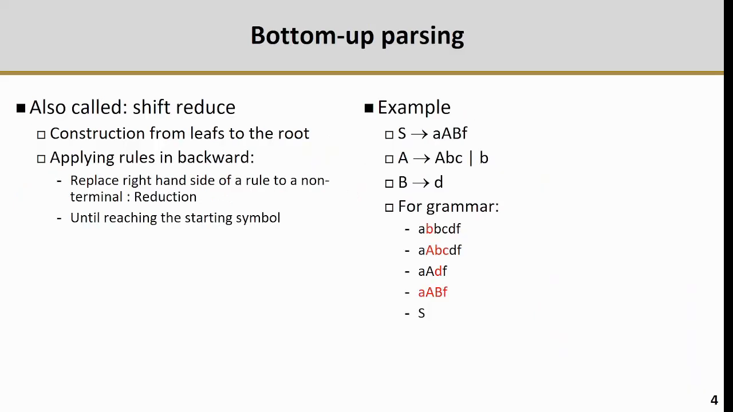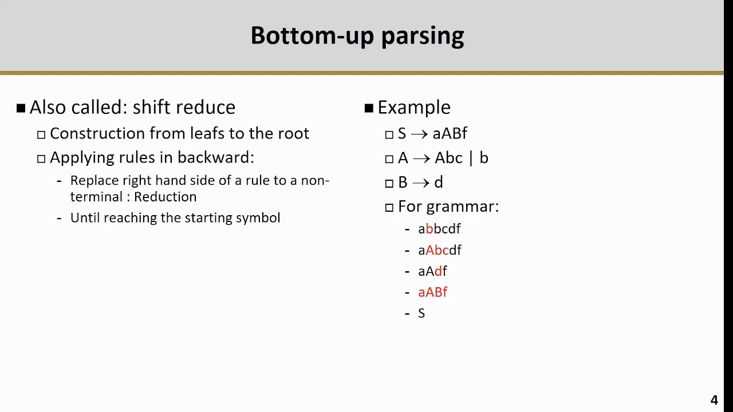Okay, so the basic idea is that we are going to construct the parse tree from the leaves to the root, applying the derivation rules backwards, so replacing the right-hand side of the rule with the non-terminal on the left-hand side, until reaching the start symbol.